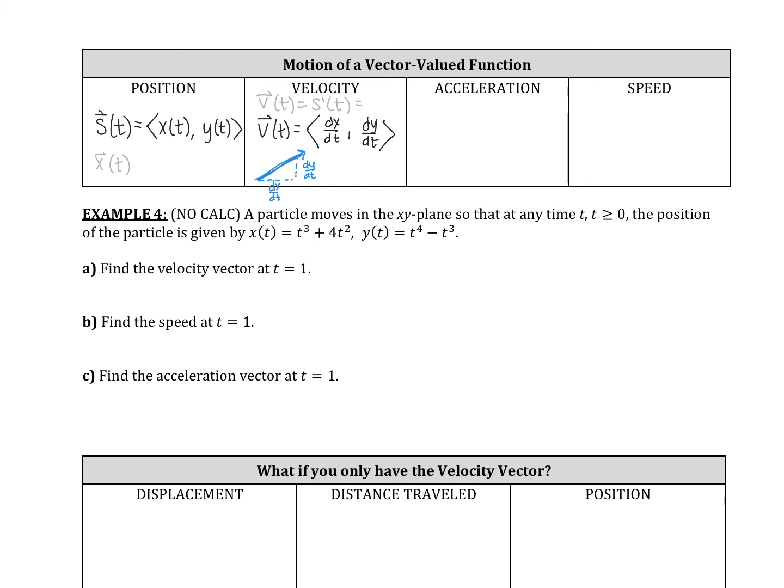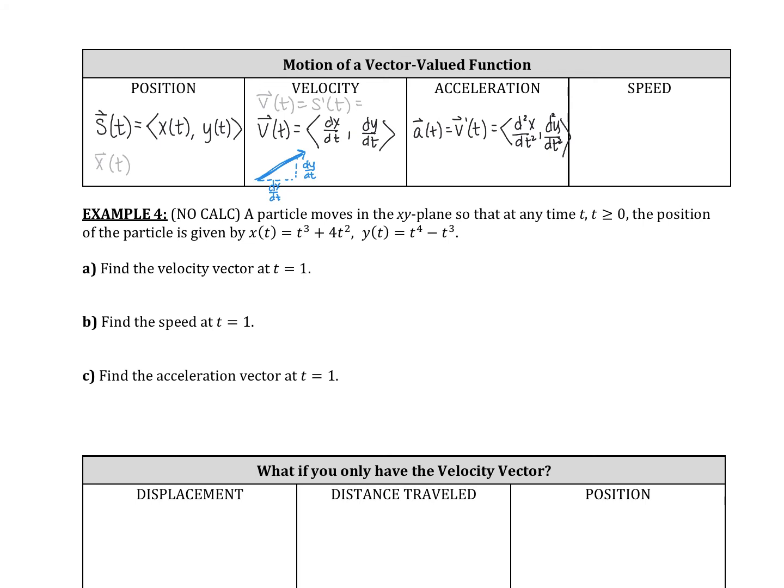Now that's going to look a little bit different when we talk about speed, so hang tight to that. Acceleration. What do we know? Well, we know acceleration is really the first derivative of the velocity, which is the second derivative of the position. So we have the second derivative of the position here, the vector. That's acceleration.